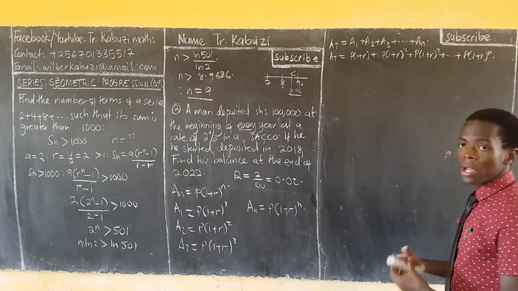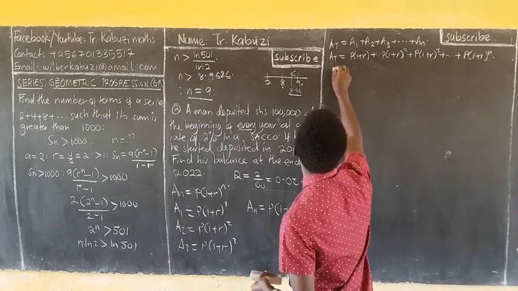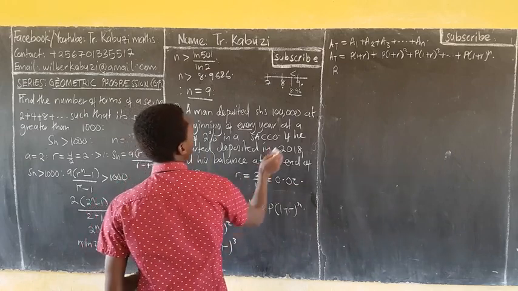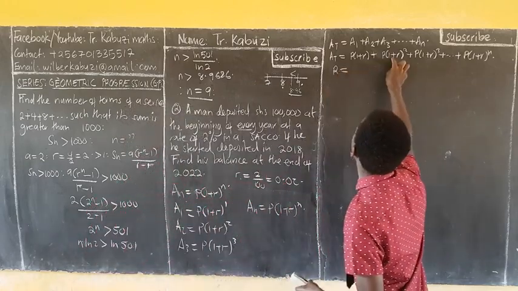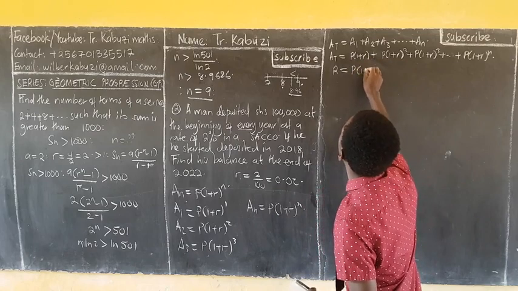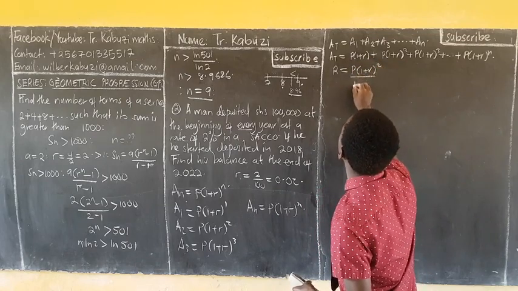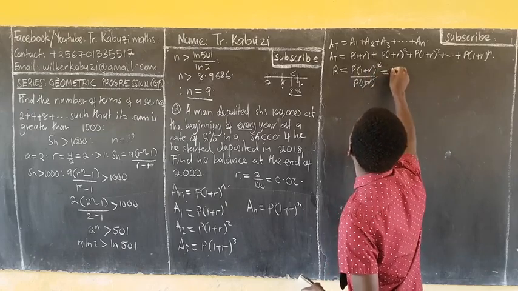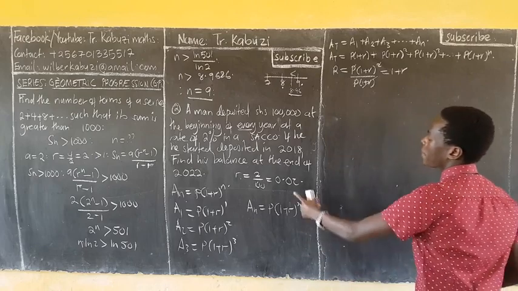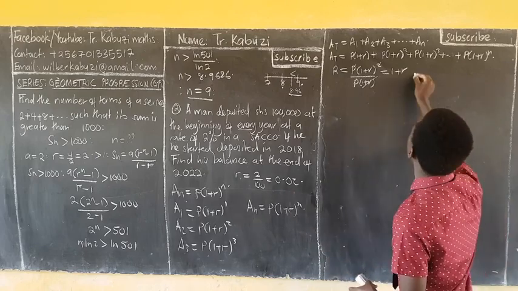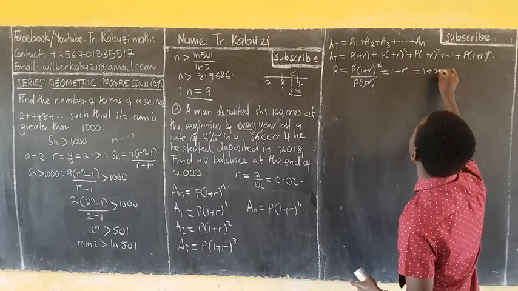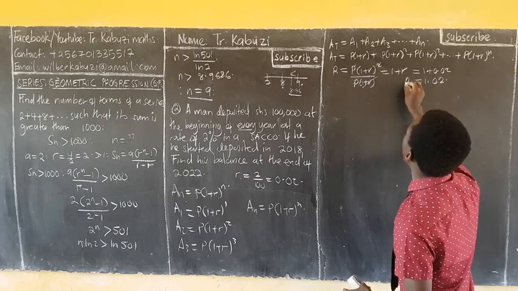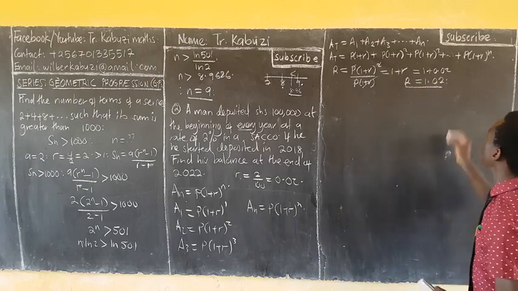Now, from here, we want to know, is it a GP? We want to get our common ratio. So let me call my common ratio capital R. So let me call this small r the rate, and I call this capital R the common ratio. We get this divided by this, p(1 plus r) power 2 over p(1 plus r), so that this cancels this and this cancels this. So 1 plus r is our common ratio. But from here, our r is 0.02, so it would be 1 plus 0.02, that is 1.02. So our common ratio is 1.02, which is greater than 1.